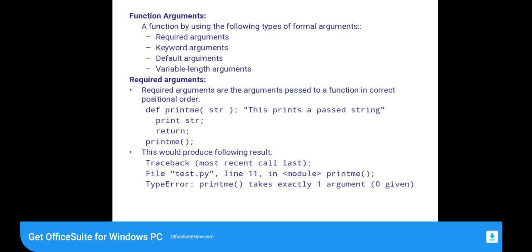So this is a simple example. Def print me. This prints a passed string. Print str, return. The print me function will be called. It will show the result: Traceback, most recent call last. So here it will be the result of this command.